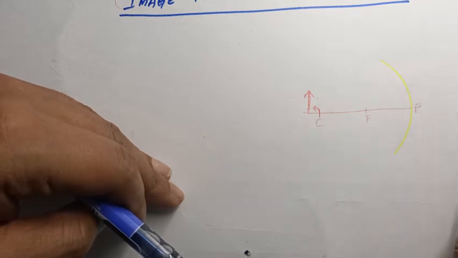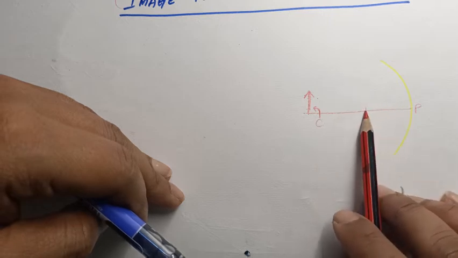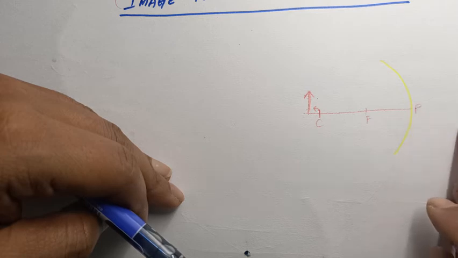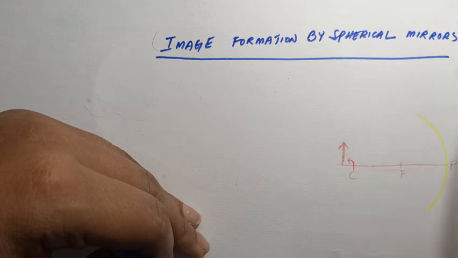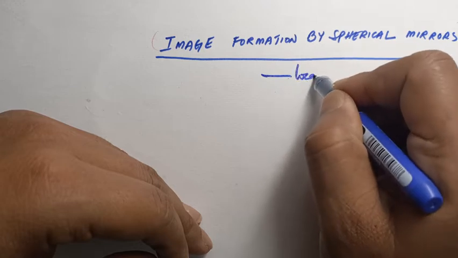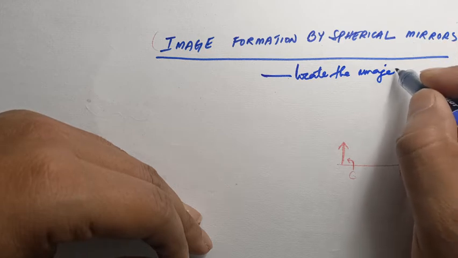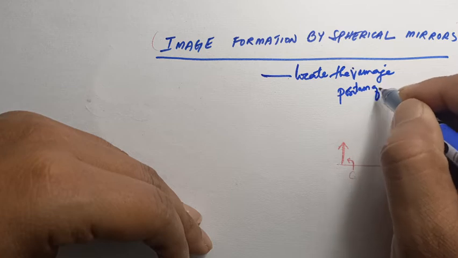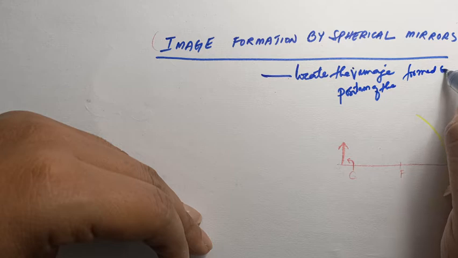Now where will the image be formed? Whether it will be formed on C, between C and F, at F, between F and P, or behind P, we don't know. So this topic of image formation by a spherical mirror will help you to locate the position of the image formed by the mirror.